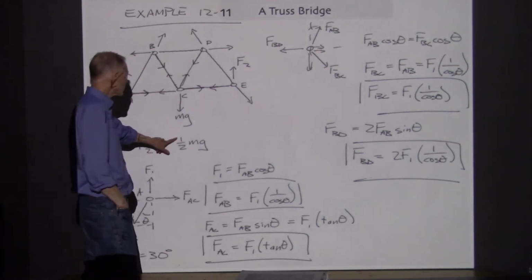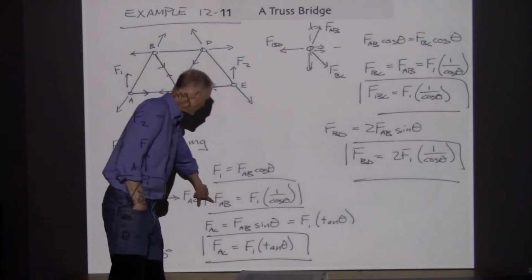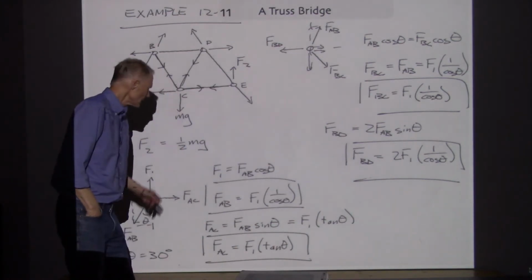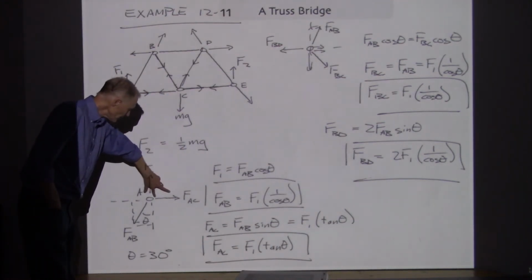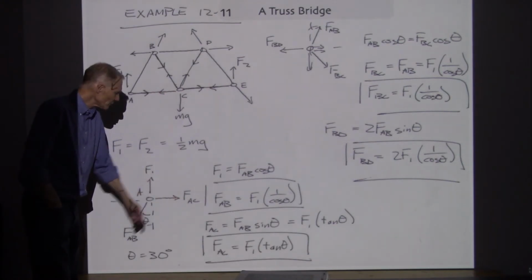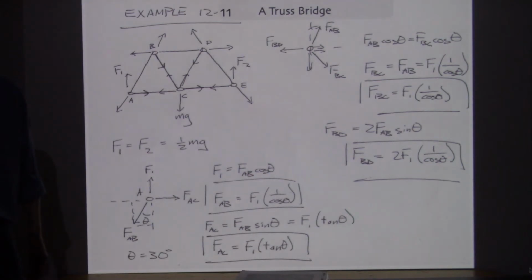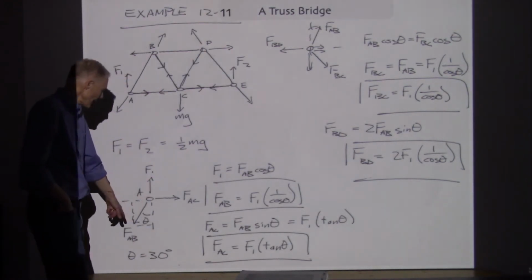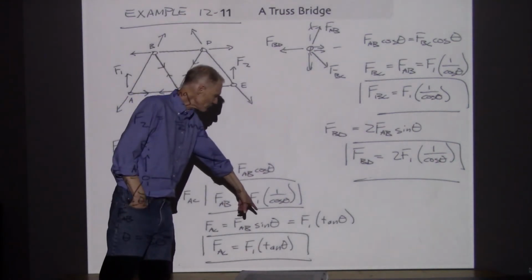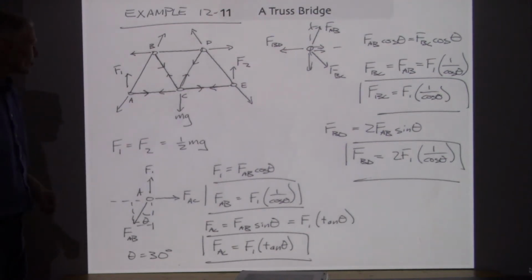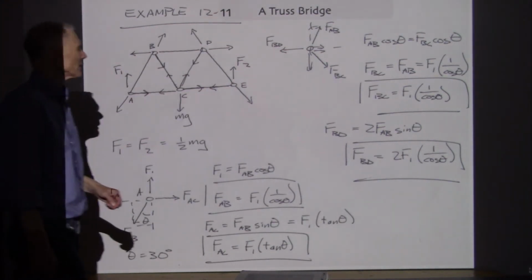We know force 1 is 1/2 mg, and we know that FAB is whatever force 1 is, times 1 over cosine theta. And then with the second formula, the horizontal formula, it shows that FAC is F1 times the tangent of theta. There was a cosine factor and a sine factor, which leaves us with a tangent. And again, a reminder, the angle is 30 degrees, so tangent of 30 is about 0.577, and cosine of 30 is about 0.866.